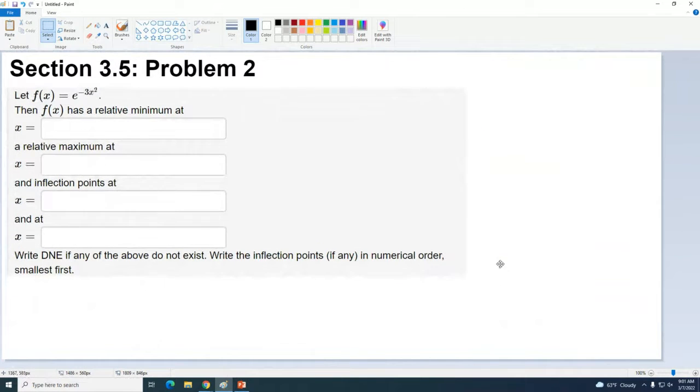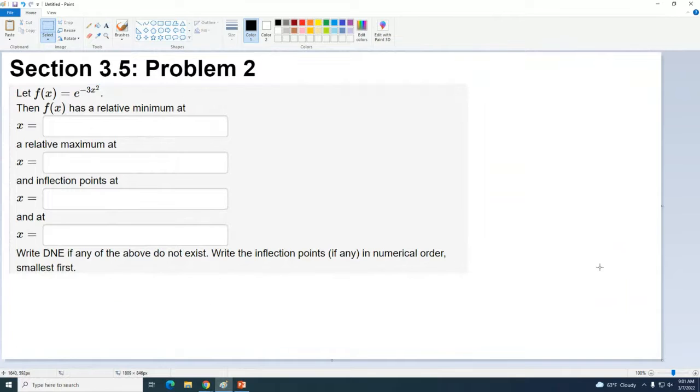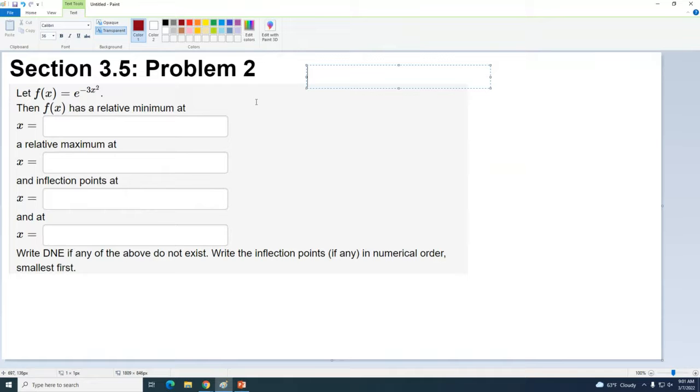Again, we're going to use the first derivative to determine increasing, decreasing, and local maximum and minimum, and we're going to use the second derivative for inflection points and concavity. So we're going to start with the relative max and relative min. When it's increasing and then decreasing, you have a maximum. When it's decreasing and then increasing, you have a minimum. So the minimum or maximum is determined by increasing and decreasing.